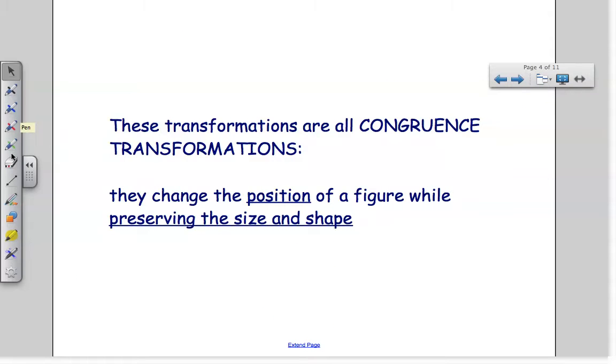All of these transformations, by the way, are congruence transformations. Now, you know congruent means same size, same shape. And that's exactly the case, that all of these transformations, whether we're doing a translation, a reflection, or rotation, we're changing the position of the figure, like where it is, but we're keeping the same size and the same shape. So it's not changing what the picture was or the size of it, just where it is or how it looks.